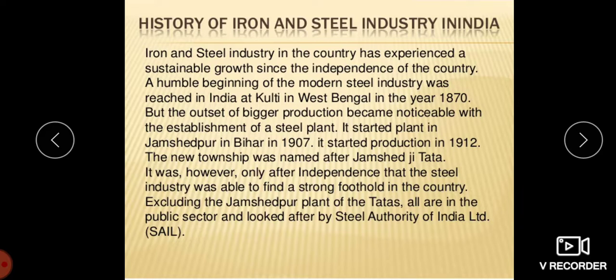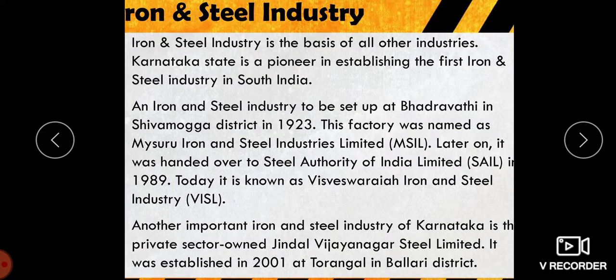But the outset of bigger production became noticeable with the establishment of a steel plant. It started a plant in Jamshedpur in Bihar in 1907. It started the production in 1912. The new township was named after Jamshedji Tata. It is, however, only after the independence that the steel industry was able to find a strong foothold in the country. Excluding the Jamshedpur plant of the Tatas, all are public sector and looked after by the Steel Authority of India Limited.